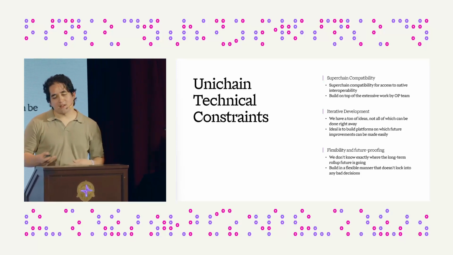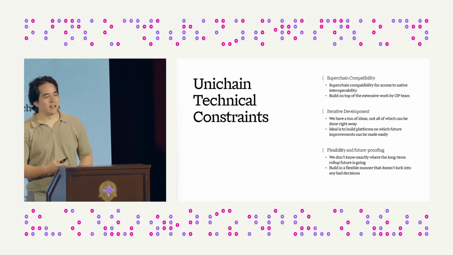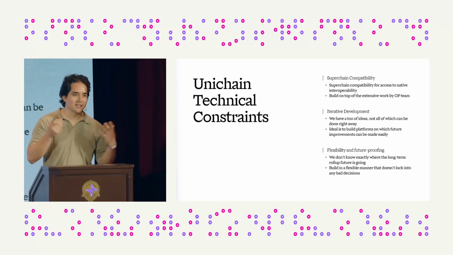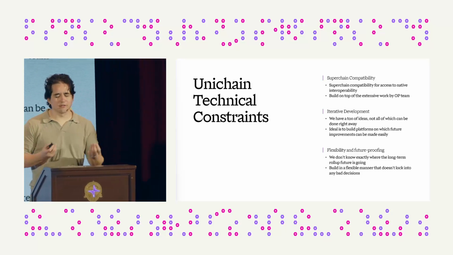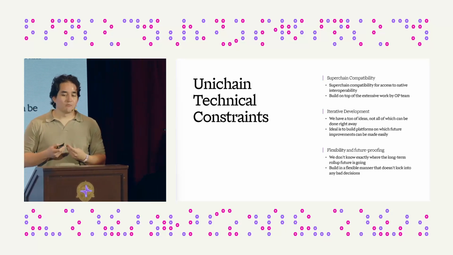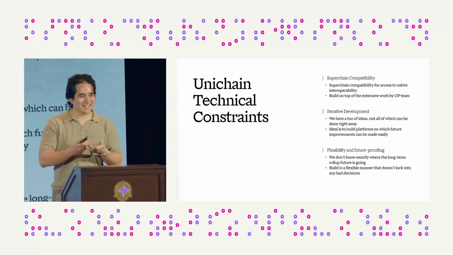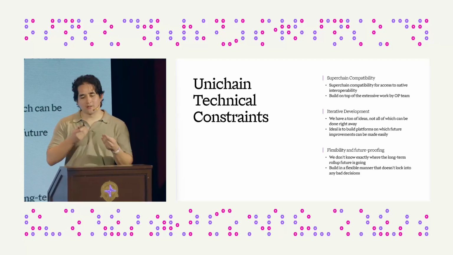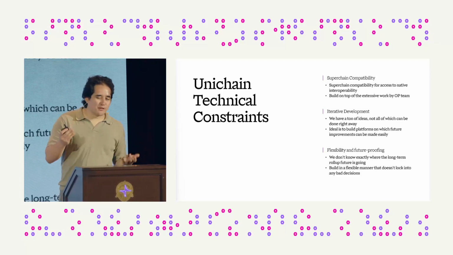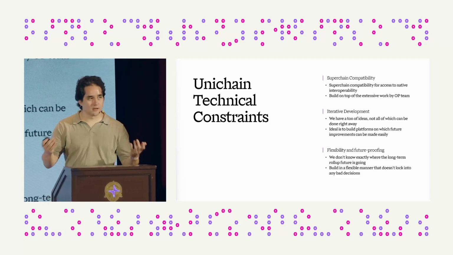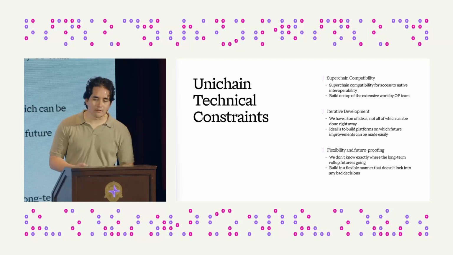One of them is, we're building on the OP stack, and we want to be a part of the Superchain, which is this very nice native interoperability cluster of chains where you can have fast messaging between them. We want to make sure that we're compatible, so that it's actually easy to send messages to and from Unichain within this broader ecosystem, and build on top of the extensive work done by the OP team to create this native environment, right?